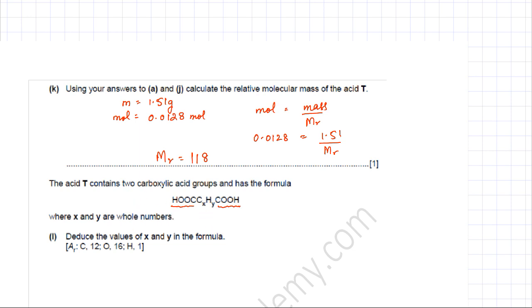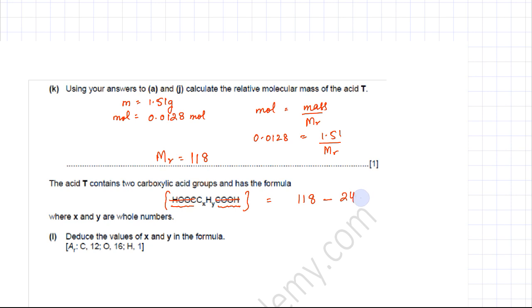Now we know the Mr is 118. The Mr 118 means that if you sum up all the atomic masses of this entire thing, it's going to be equal to 118. What I can do is get rid of the carboxylic acid from both sides because I'm interested in the X and Y. So if I get rid of the carboxylic acids from both sides, I need to subtract the 2 carbons in the 2 carboxylic acids, so I have to subtract 24 from it.